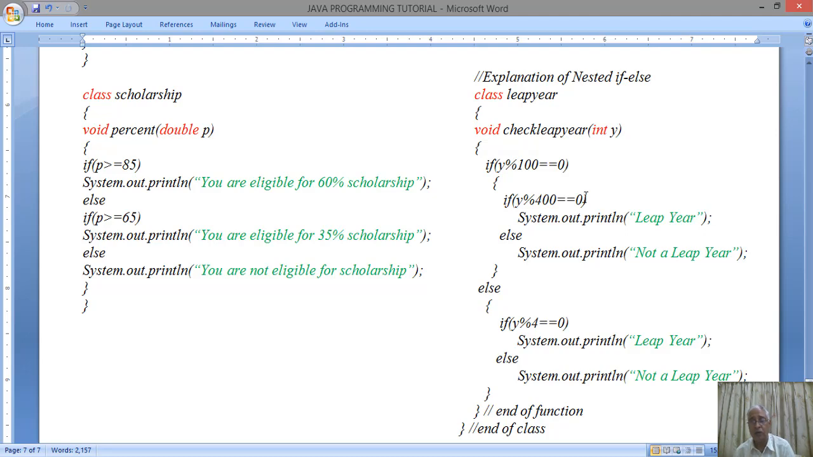So y % 400 is equal to 0, so it will System.out.println "leap year". And if it is not 0, that means though it is a century year, it is not divisible by 400, so it will print "it is not a leap year". So this is about the century year.